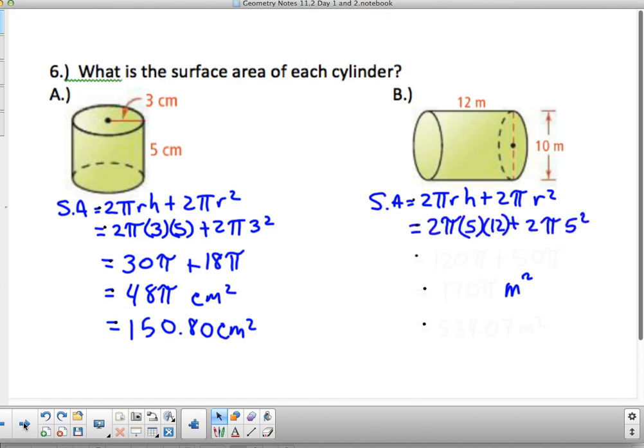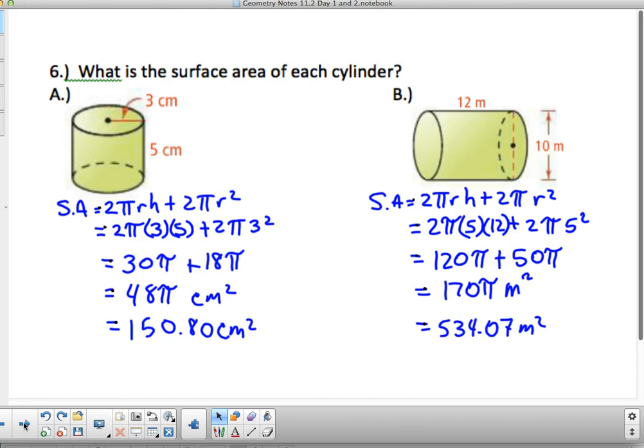Plugging in r and h. r is 5, h is 12. Now I have 120 pi and 50 pi, and that gives me 170 pi for my exact answer. Then I plop it in my calculator, and I'm able to get 534.07 meters squared, rounded to the hundredth.